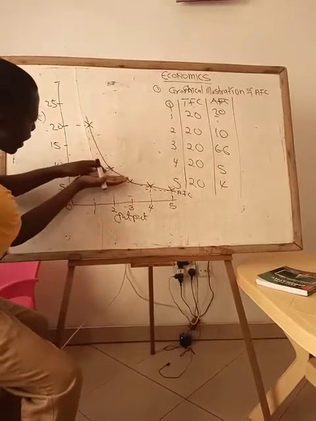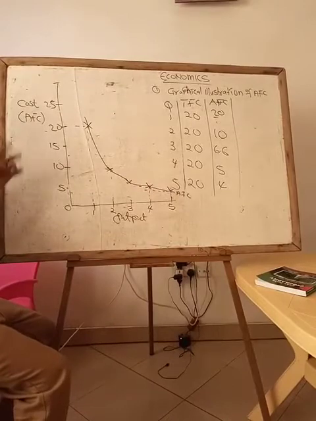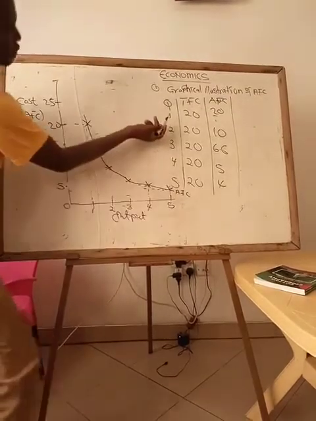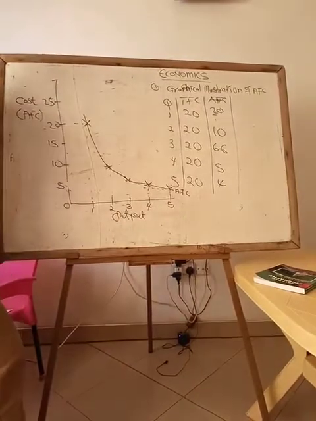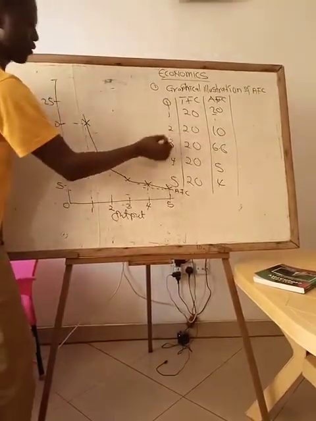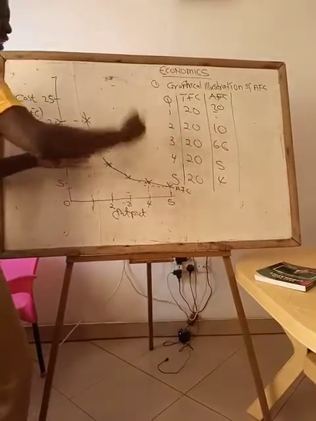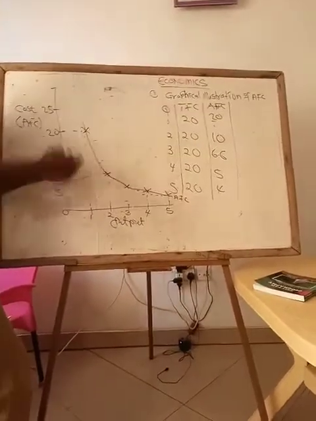Then from there it begins to fall very slowly. The reason is very simple. Because you're dividing a constant number by an increasing number. That is basically the reason. 20 by 1, 20 by 2, 20 by 3, 20. So as the output increases, the average fixed cost figure gets smaller.